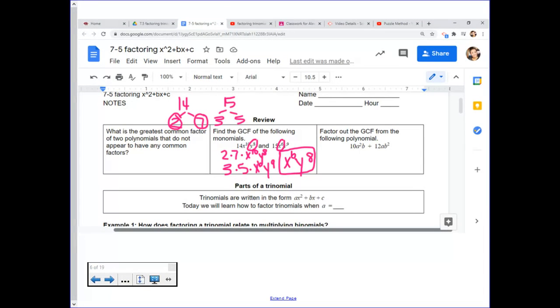The next one, factor out the GCF from the following polynomial. So I might list this one out. 2a squared times b would be, or 10, 2 times 5 times a times b is the first one. 12 is the same thing as 2 times 2 times 3. You have 1a and you have 2 b's. What they have in common is a 2, an a, and a b. So the GCF is 2ab.